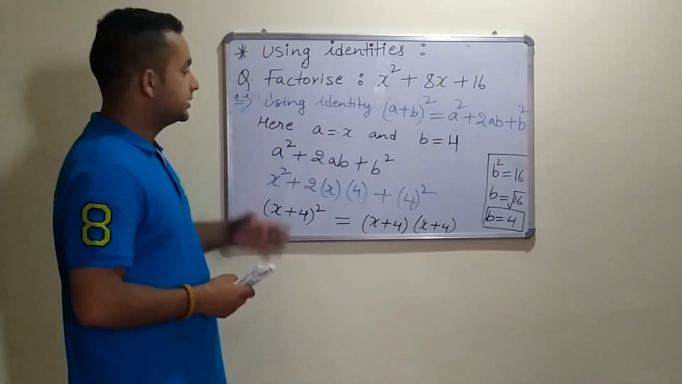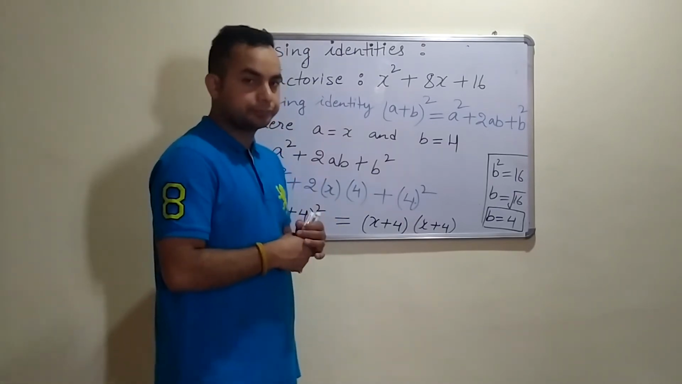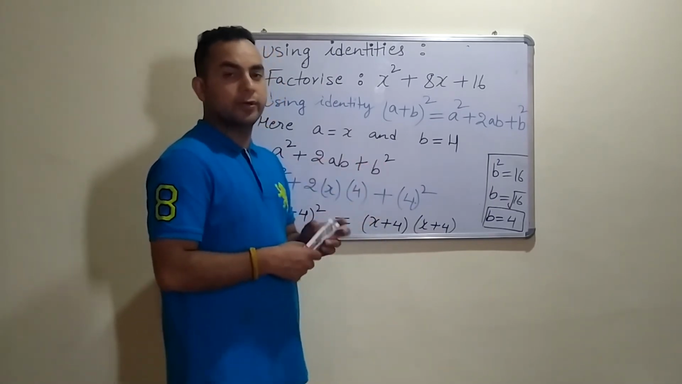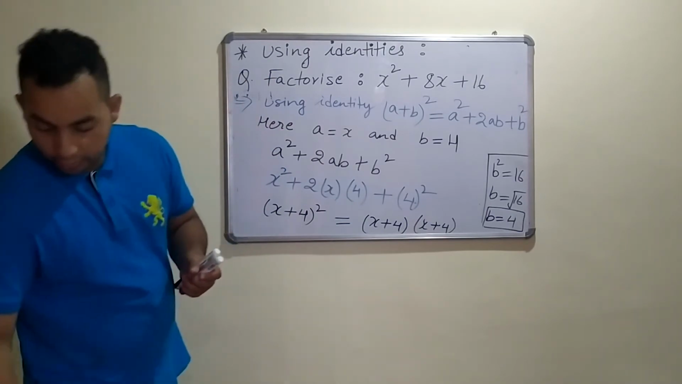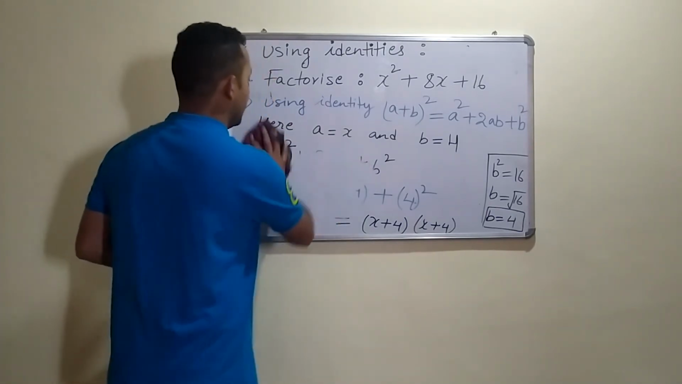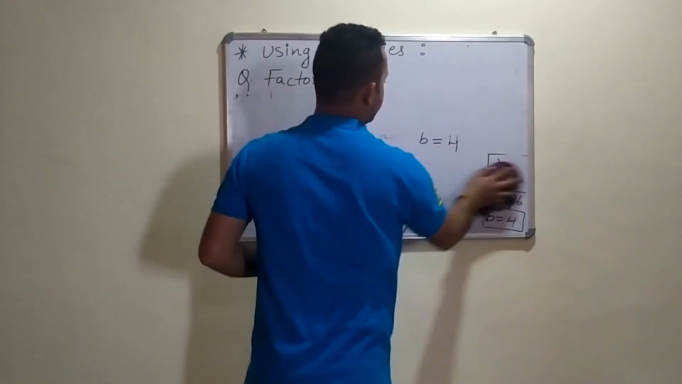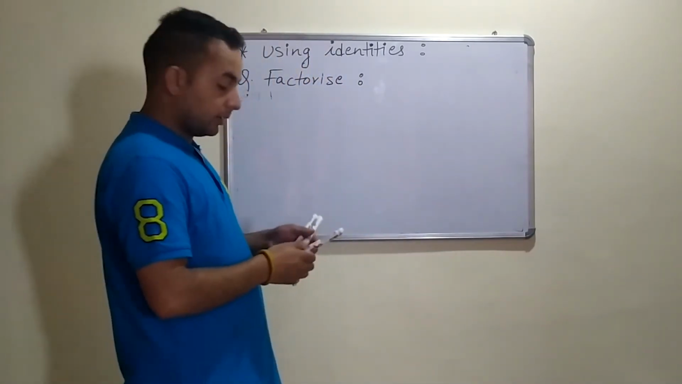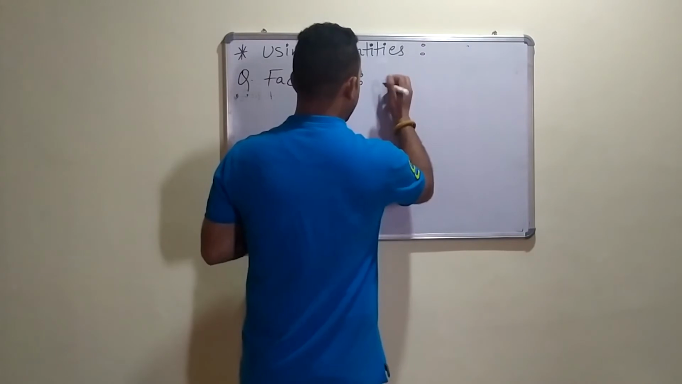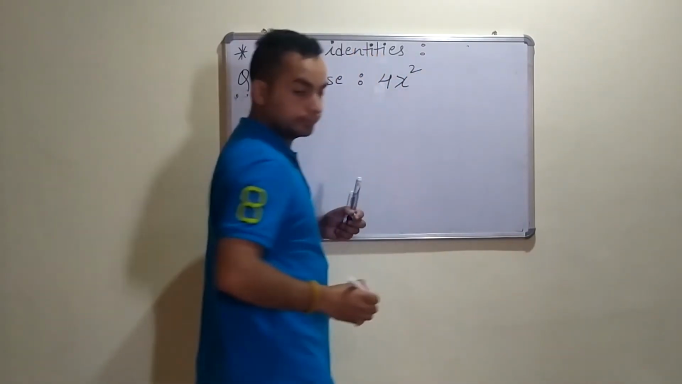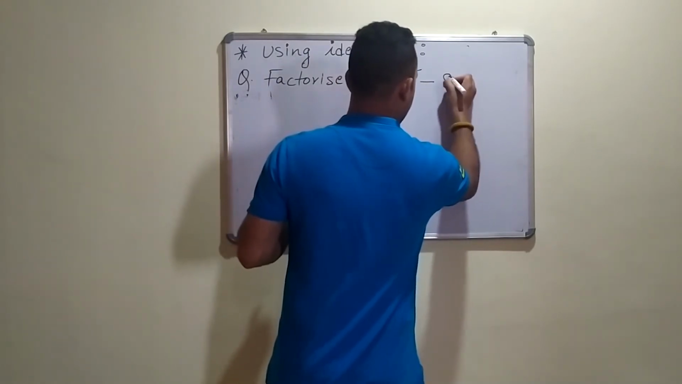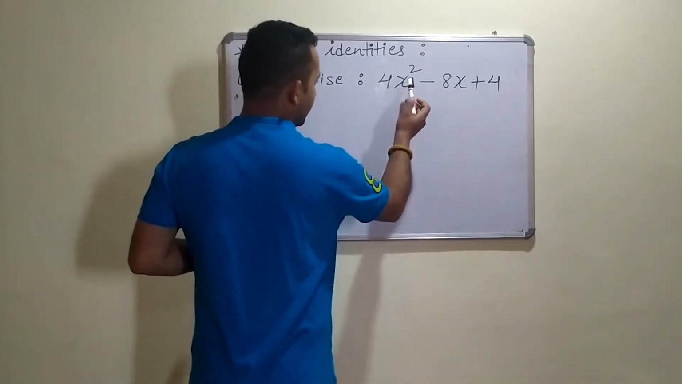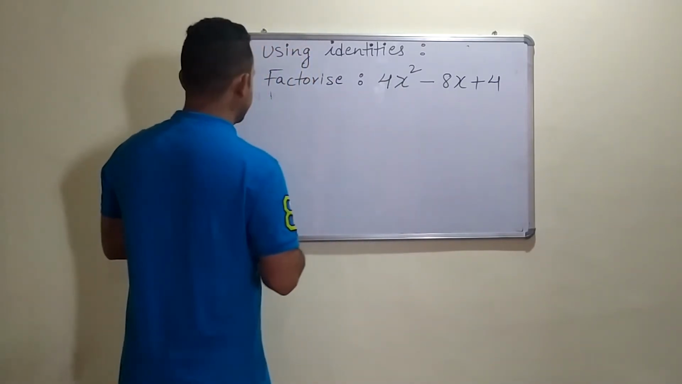So the answer is factorized by using the identity. Now again we will use one more identity, and after that you will do some exercise questions from your textbook for revision or practice. Okay class, now we will take one more example. If I take an example like 4x square minus 8x plus 4, this is in the form of the second identity.